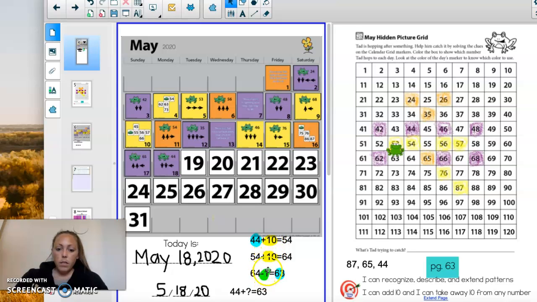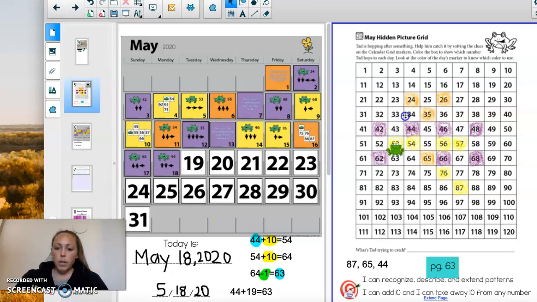Now, he took one away though. So if he went up 20 and then took one away, what's 20 minus 1? 19. So that question mark is actually 19. 44 plus 19 equals 63.